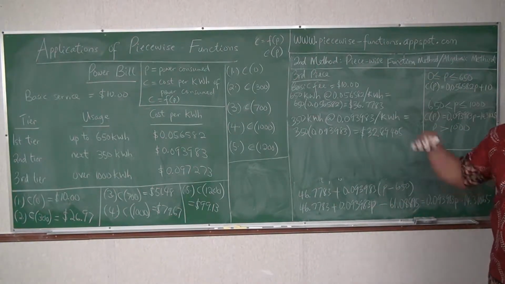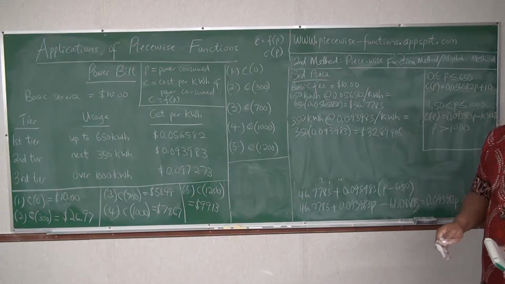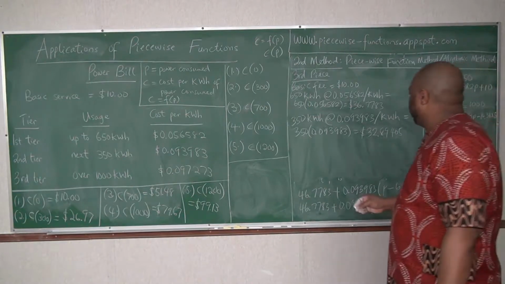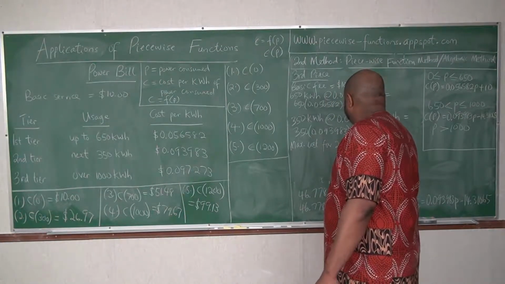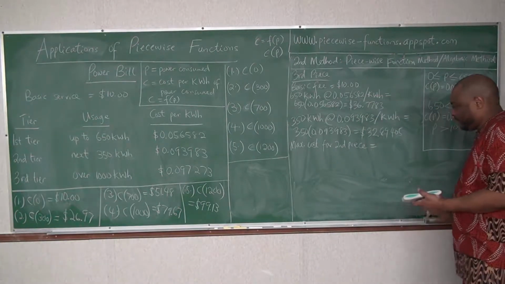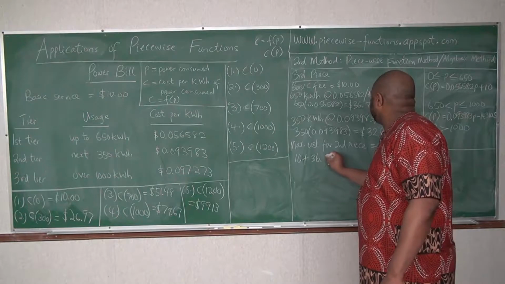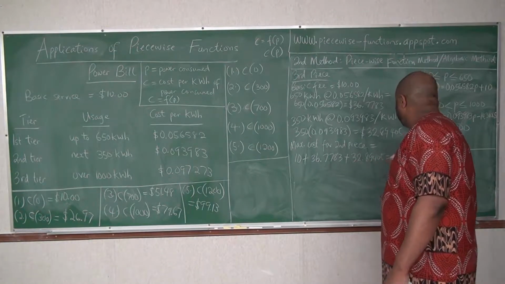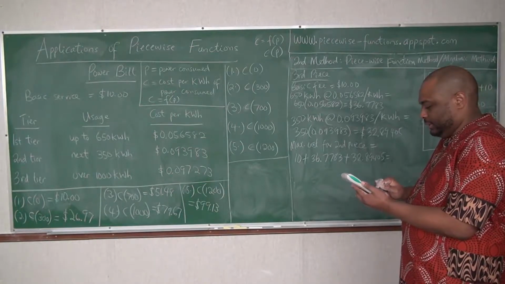So now let's get the maximum cost for the second piece. Before we get to the third piece, we must find the entire cost for the second piece first. So the maximum cost for the second piece will be the $10 basic fee plus 36.7783 plus 32.89405. And that is what? 46.7783 plus 32.89405.